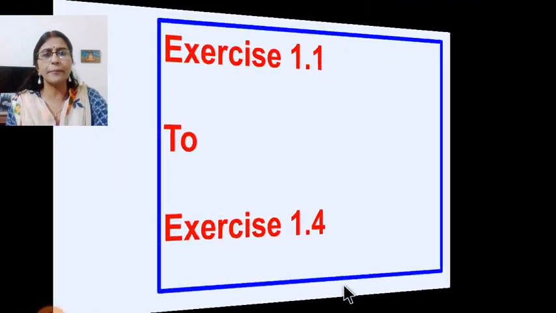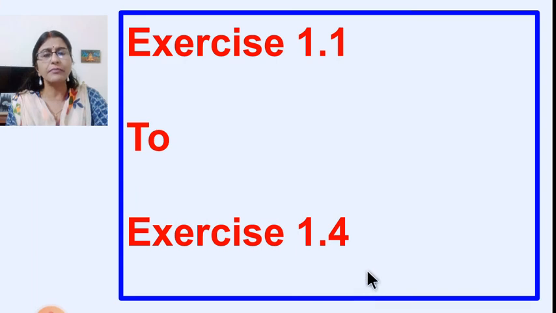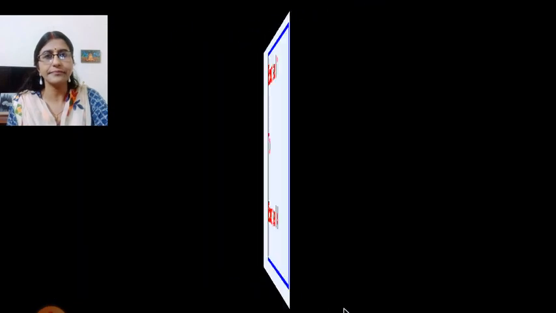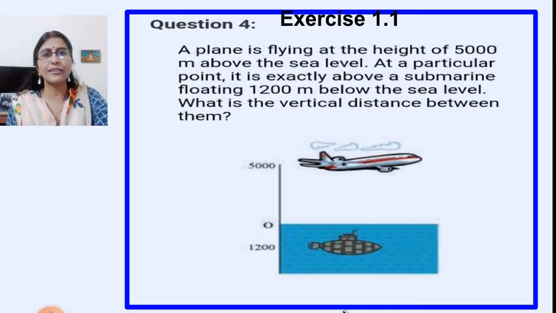Now based on all these operations, we are going to do some questions from exercise 1.1 to 1.4. So let us start. Exercise 1.1, question number 4. A plane is flying at the height of 5,000 meters above the sea level. At a particular point, it is exactly above a submarine. You can see here the plane is above the submarine, floating 1200 meters below the sea level. Now what is the vertical distance between them, means between this plane and the submarine? So let us calculate the distance between them.